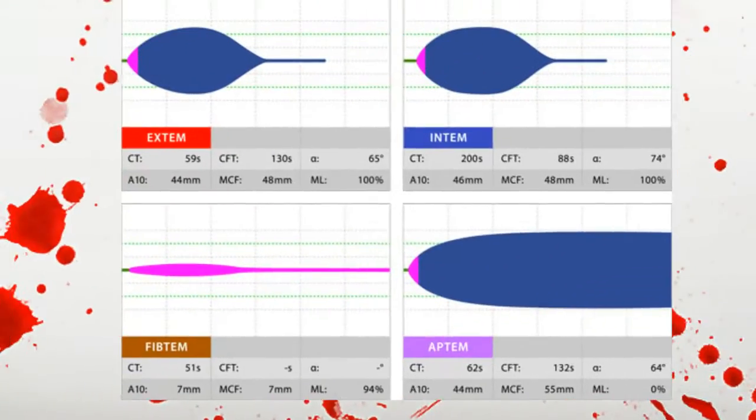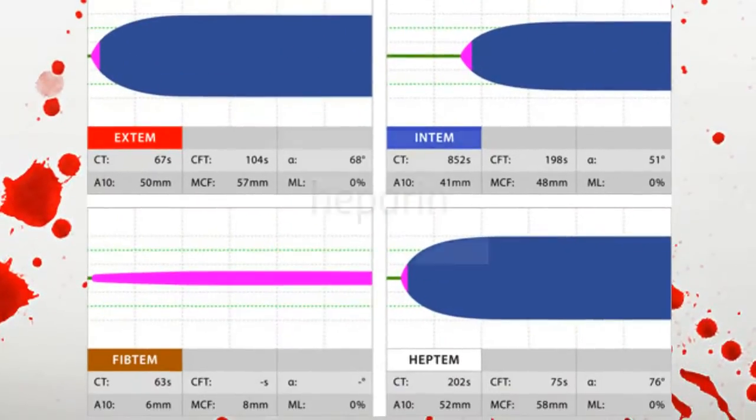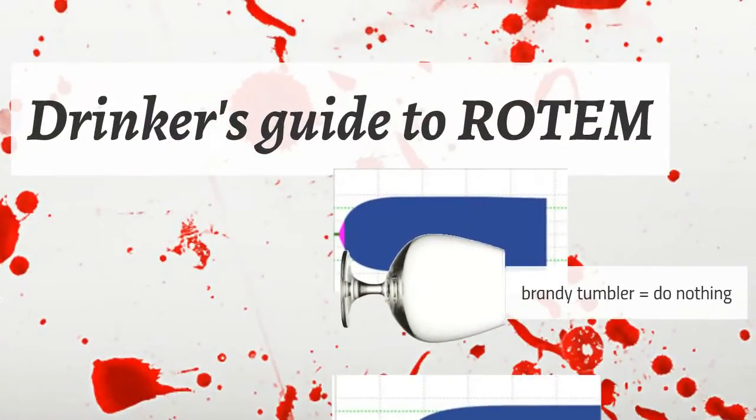Now I'm going to skip over these examples. These are all from the ROTEM website. You can go look at them in your own time. If that doesn't float your boat, well, you may like the Drinker's Guide to ROTEM.